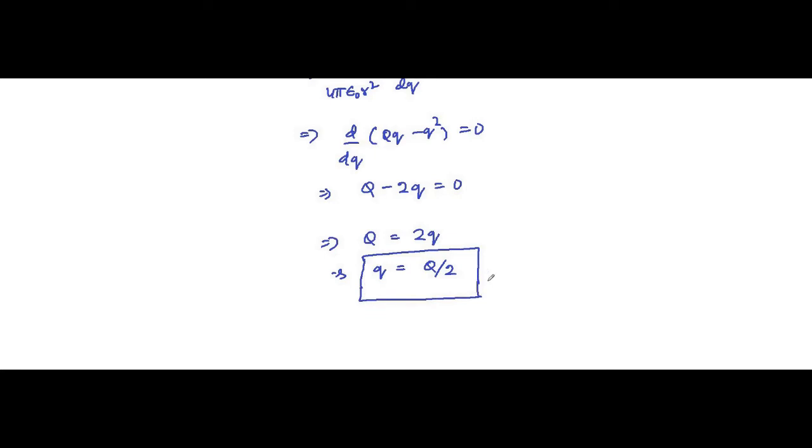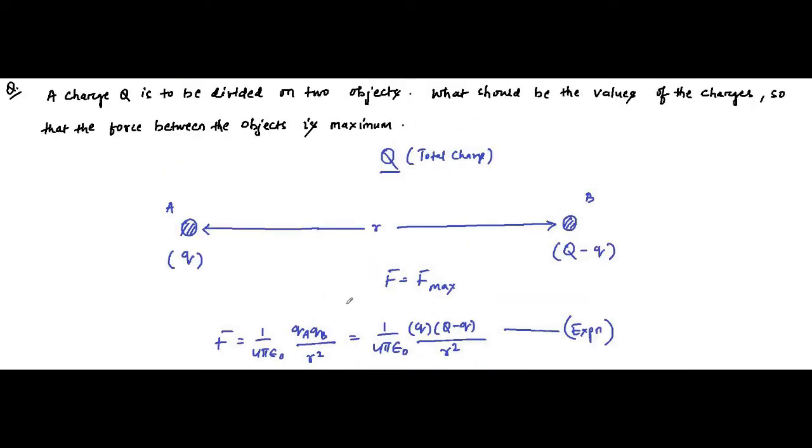So the charge given to A is equal to Q by 2, half of the original total charge, and the remaining half, Q minus Q by 2, which is equal to Q by 2, is given to B. So when the charge is equally divided, equal amounts given to both A and B, the electrostatic force between the two objects will be maximum.